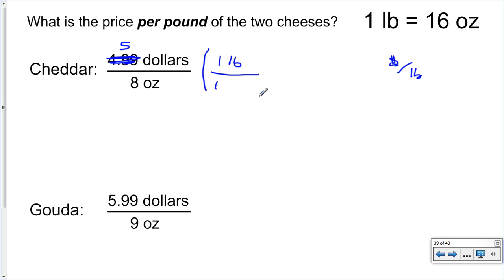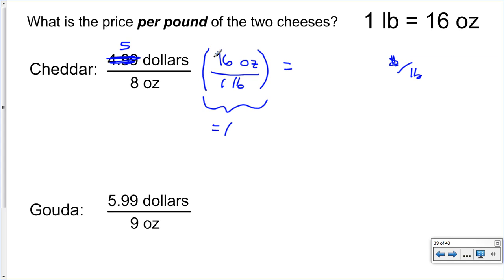So what I'm going to do is multiply instead by this ratio that equals 1. 16 ounces divided by 1 pound. 16 ounces divided by 1 pound, now that still equals 1. That equals 1 because the numerator and the denominator are equal. So I'm multiplying by 1, and multiplying by 1 doesn't change anything.